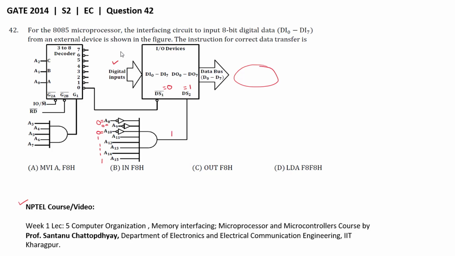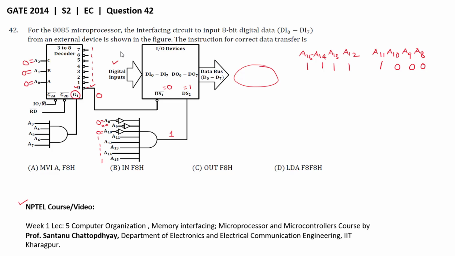For this input combination only, the output of the AND gate will be logic 1. From here, A15, A14, A13, A12, A11, A10, A9, A8. So A15 to A11 are logic 1 and A8, A9, A10 are logic 0. Similarly, to get logic 0 here, A2 equals 0, A1 equals 0, A0 equals 0. When all these inputs are 0, only at this pin the output will be logic 0 and the remaining outputs are logic 1.